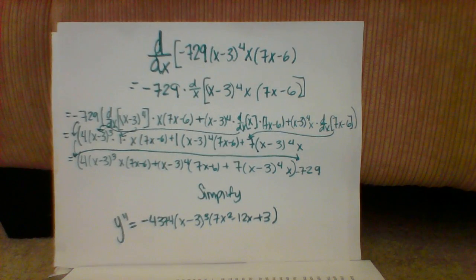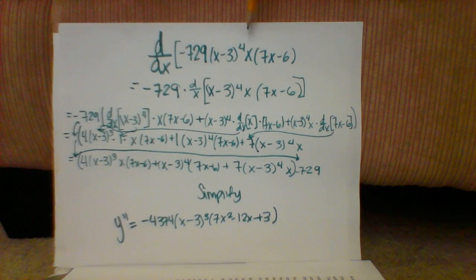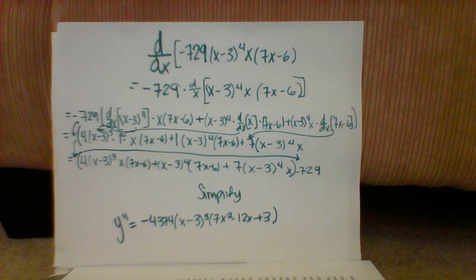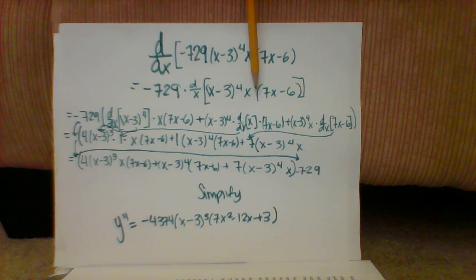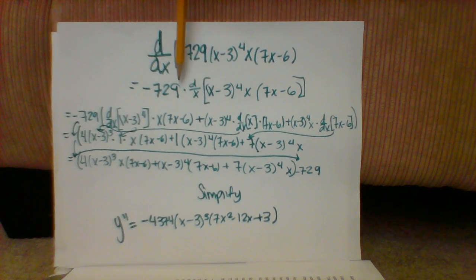To find the second derivative, you take the derivative of the first derivative, which again was negative 729 times (x minus 3) to the 4th times x times (7x minus 6). You'll do the exact same process as we did for the first derivative. You factor out the negative 729, and you'll find the derivative of (x minus 3) to the 4th power times x times (7x minus 6). You'll add the negative 729 in the end.